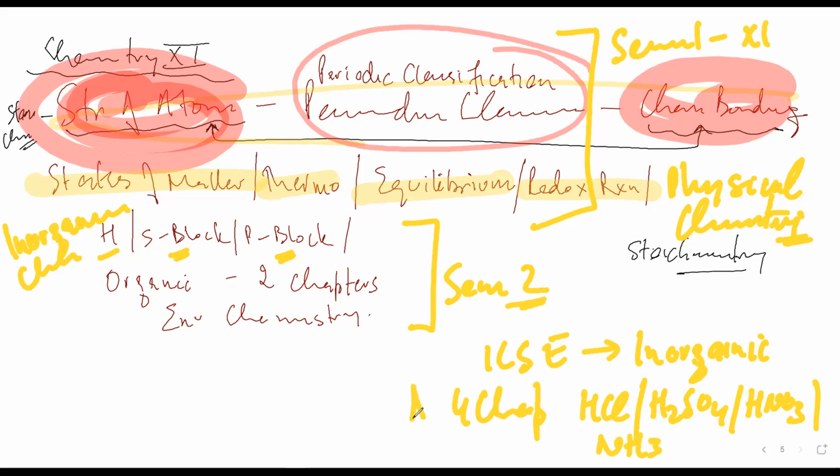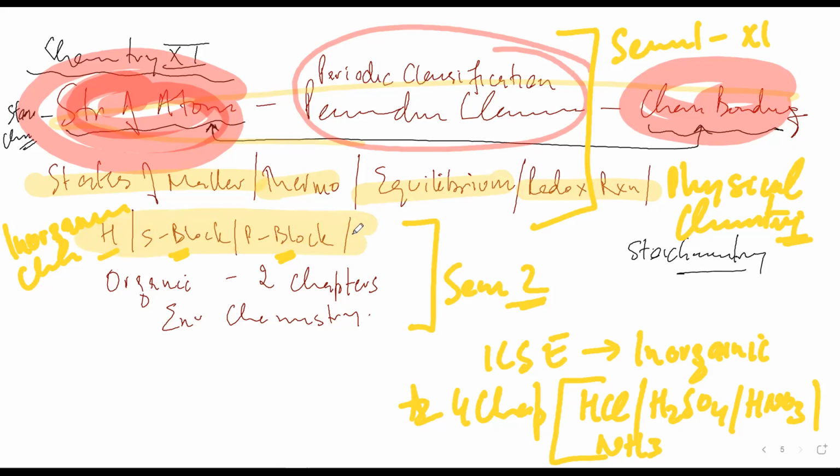Because ICSE students know what cramming in chemistry is, they have done this inorganic in class 10th. CBSE students don't do that, and that is why the howling is usually from the CBSE students. Have you understood my point? So please do not listen to them. Usually ICSE students don't face any difficulty in cramming this part of the chemistry.